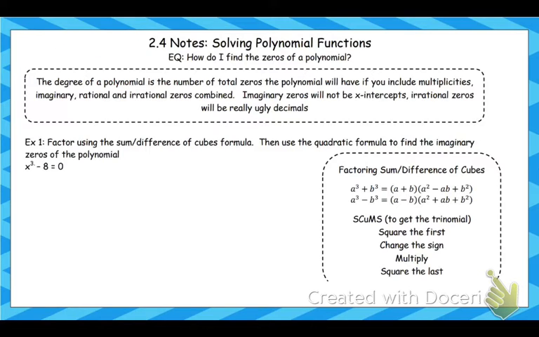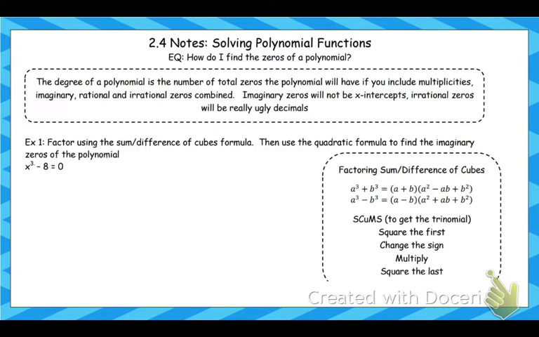Now, those zeros could be imaginary, they could be squared, they could be irrational, which we'll talk about in a second. But no matter what they are, there's going to be the same number as there is the degree. So what I mean by that, to start, let's look at this first one.